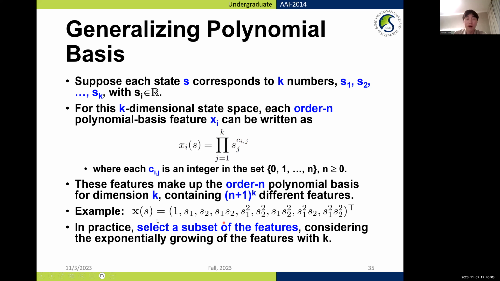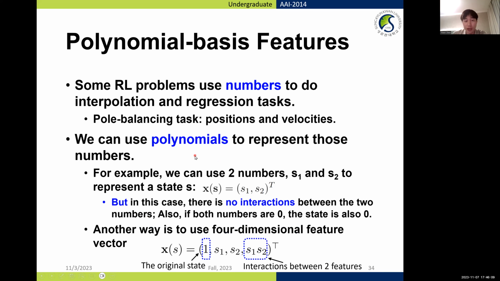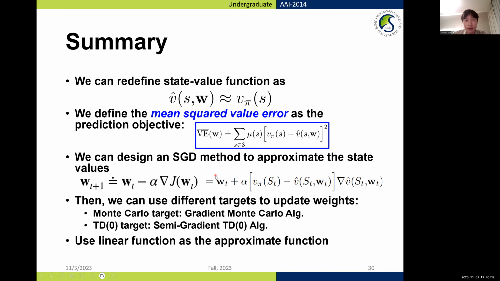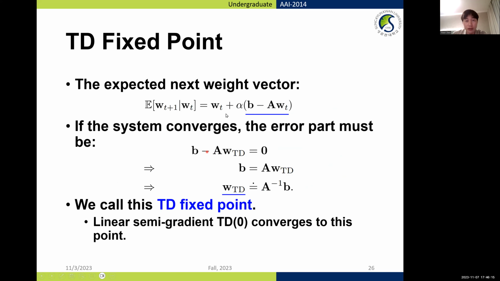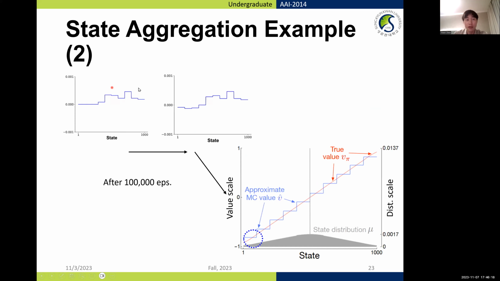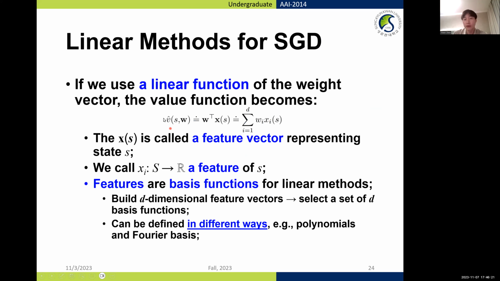So just recall, x(s) is a feature. If you go back to the linear function, you remember w transpose times x(s). Previously we just used x(s) itself, which can be some simple feature, the state itself.